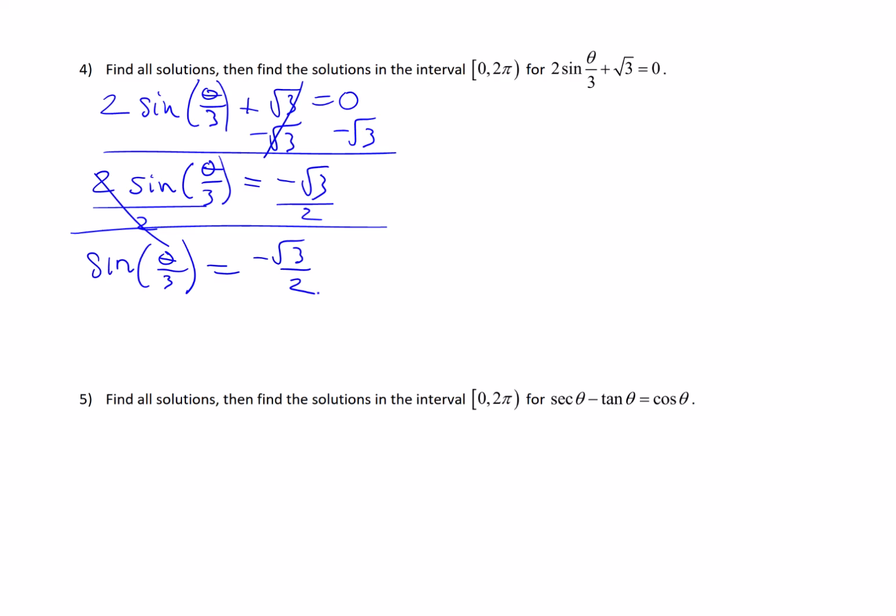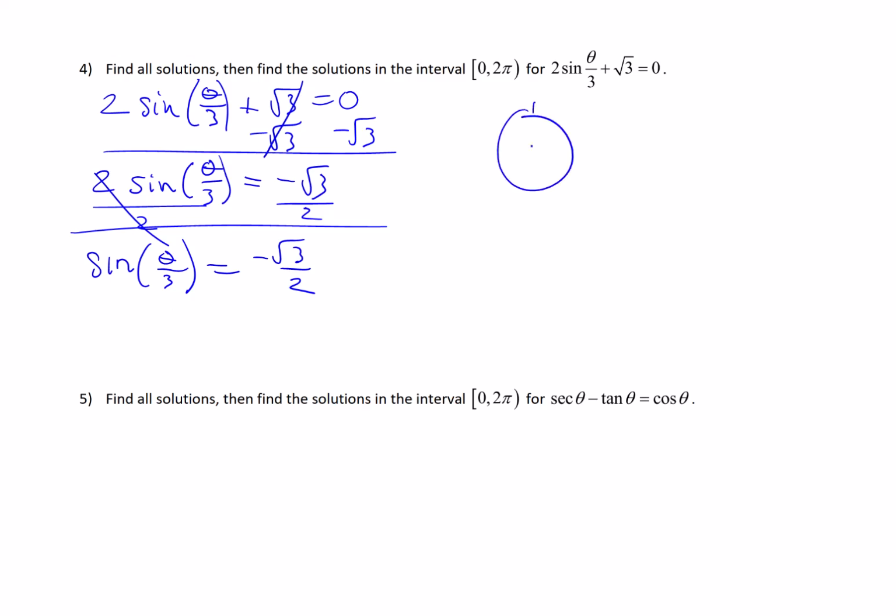So we want to figure out where this occurs on the unit circle, this negative root 3 over 2. Yes, we have a multiple angle inside our trig function, the theta over 3. Or you could say it's a fraction of an angle. And we'll deal with that next, but we first have to identify where we even are on this unit circle.